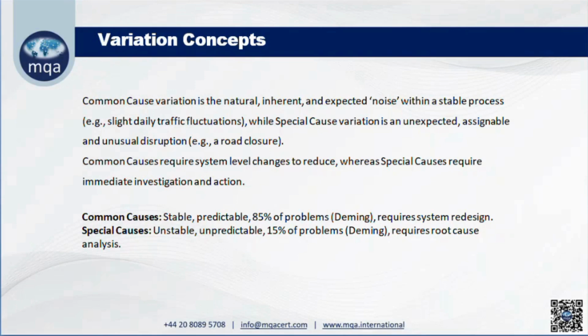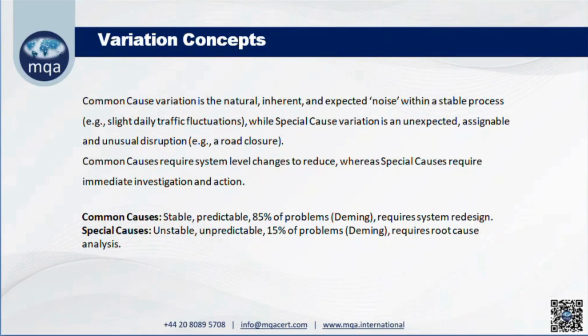The common cause is the natural, inherent, and expected noise within a stable process. When we eat food in the house, sometimes the taste is okay every time, sometimes there will be less salt. Sometimes our maid puts extra salt once in a while. So that can be expected. Maybe the quality of salt is not good, or the cooking process, or she is mentally busy somewhere else. Those are small variations which will always happen, like slight daily traffic fluctuations.